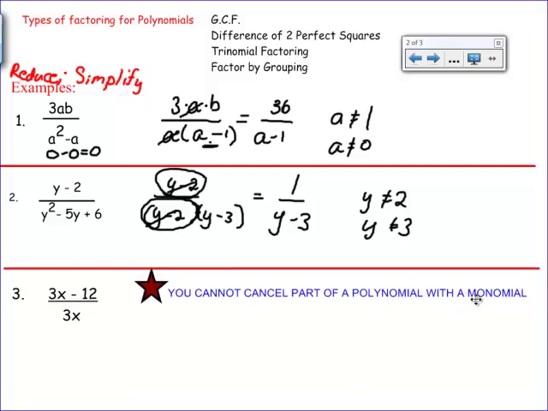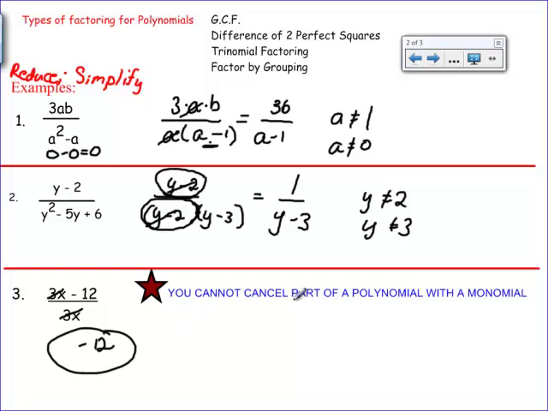You cannot cancel part of a monomial with a polynomial. That means, like I said above, you can't do this. "Hey, this math's really easy. My answer is negative 12." You didn't factor. You can only cancel factors.